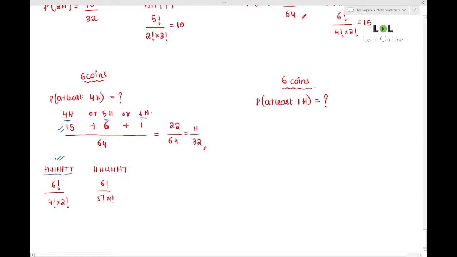Or I can get 5 heads. 5 heads means I can have 5 heads and 1 tail. How do I arrange it? 6 letters, 6 factorial divided by 5 factorial into 1 factorial. If you solve it, that will be 6 cases. Likewise, 6 heads you will get in only one case. All heads you'll get in one way. Divided by total cases 64. Did you understand, Manohar? Did you get it now? Yes, did you understand this?